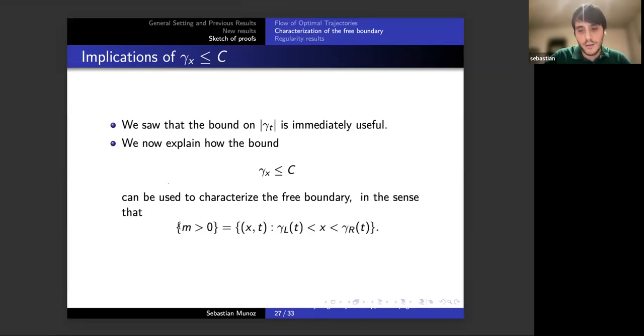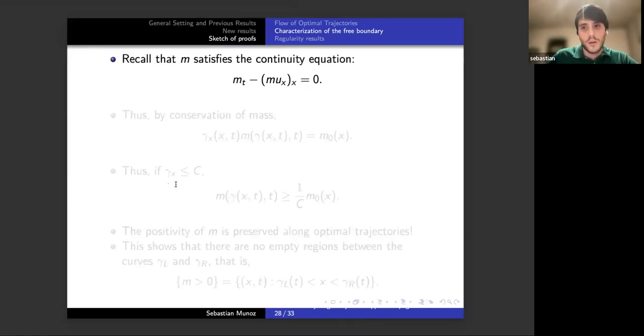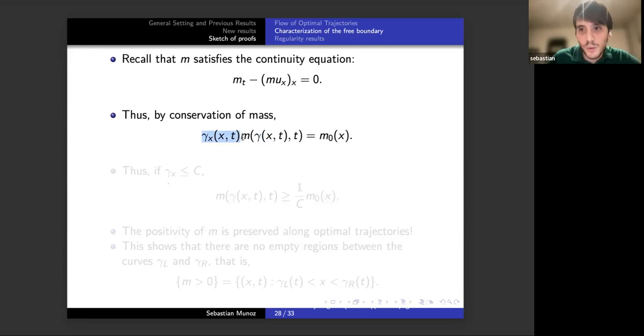In the sense that, I think I wrote this before, the set where M is positive is exactly the points between the two curves. And let me explain why this bound on gamma_x can be used to prove that. Recall first that M satisfies this continuity equation. If we have a continuity equation, we have a conservation of mass, and conservation of mass can be written infinitesimally in this form, which is that M of (gamma of x,t) and M0 are related by this factor, which is gamma_x. In higher dimensions, this would be the determinant of d gamma. For example, in optimal transport, this is exactly the Monge-Ampère equation that appears in that specific setting, because we have the gradient of a convex map.